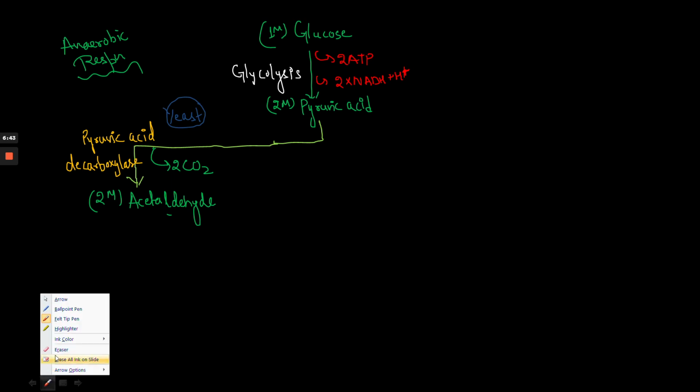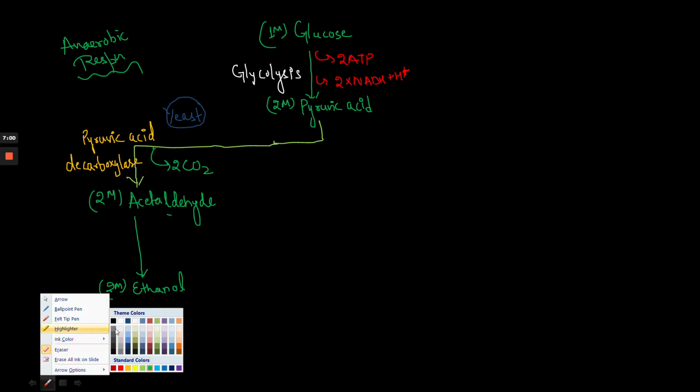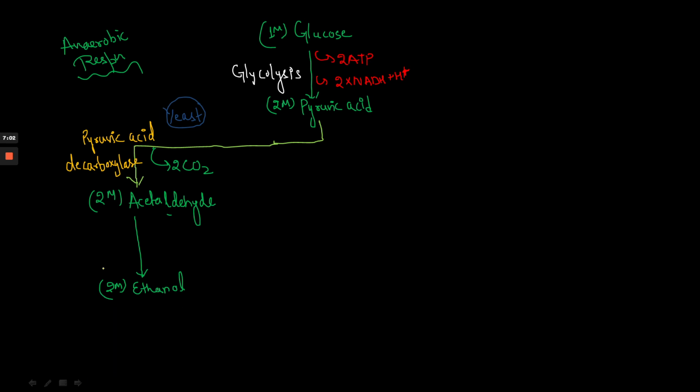Now this acetaldehyde is ultimately going to get converted into two molecules of ethanol, again in the presence of an enzyme. Since ethanol, which is an alcohol, is being formed here, it is alcohol dehydrogenase enzyme.